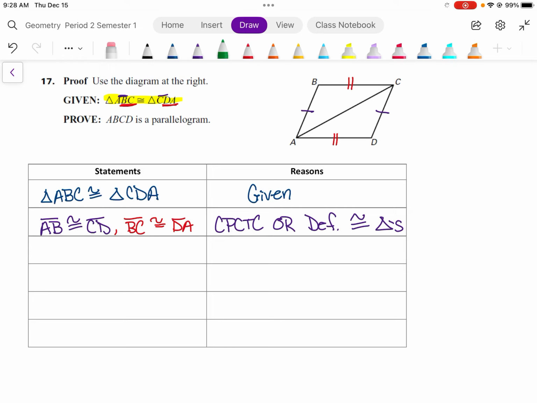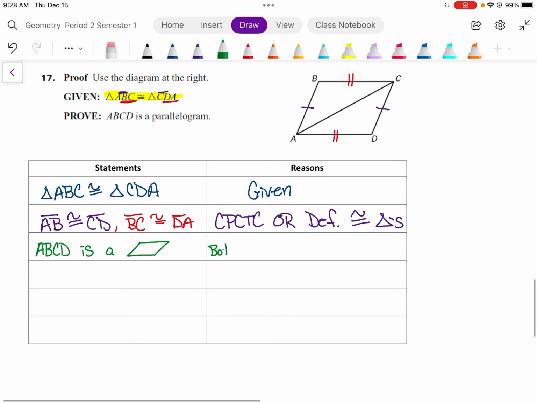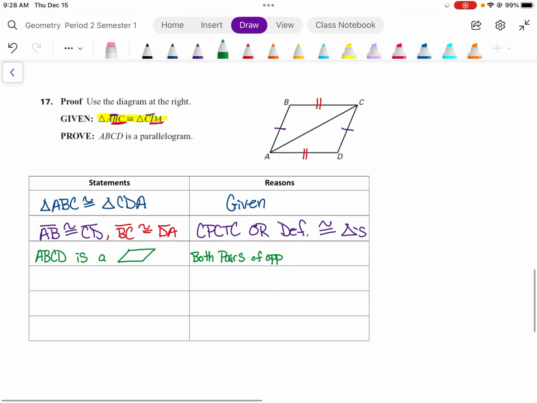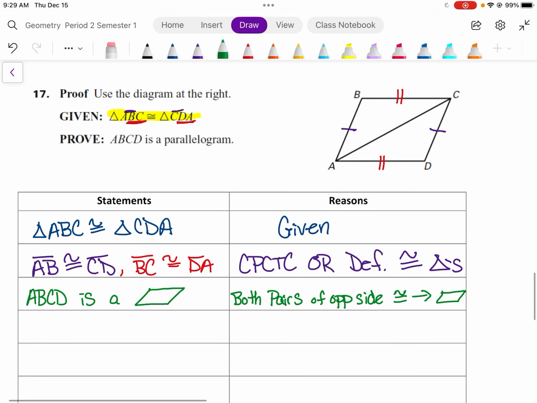So we can go on to our next step, and we can say ABCD is a parallelogram. You can use the shape for a parallelogram; you don't have to write out that whole word. And for our reason, we're going to put both pairs of opposite sides congruent implies that we have a parallelogram. And that is our answer.